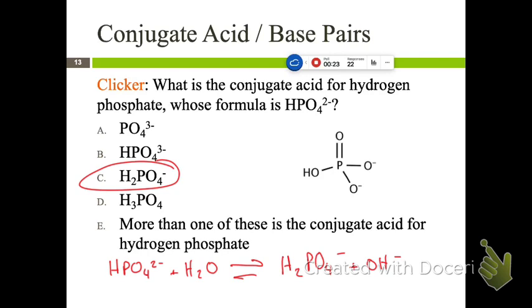Alright, so conjugate acid-base is all about if we lose or gain one proton, what does it look like? What's the reverse of that reaction? So it's only one proton away, which is why this is wrong, because this would have to be two protons gained to get here.